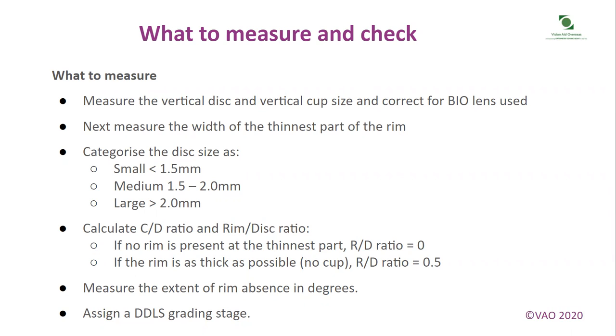If no rim is present at the thinnest part, rim to disc ratio is 0. If the rim is as thick as possible, that is no cup, the rim to disc ratio is 0.5. Measure the extent of the rim absences in degrees and assign a DDLS grading stage.